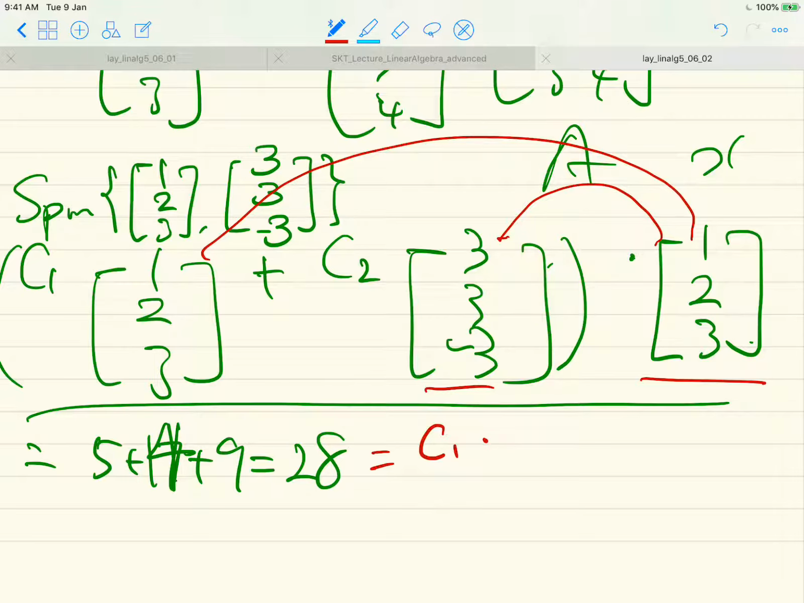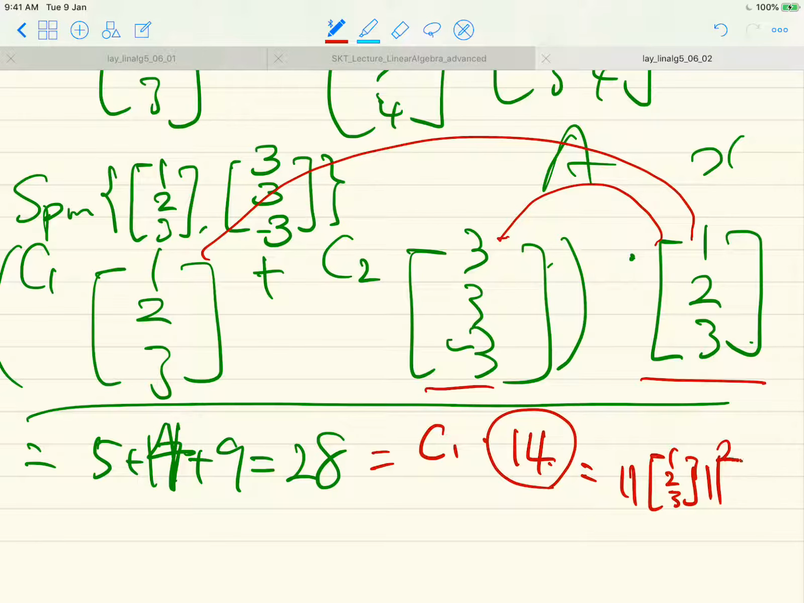And now what is the 14? Right? So this is the vector norm of 1, 2, 3, or the inner product with itself of 1, 2, 3, or the first vector, right? And so the square, right? Great. Okay, so we can easily obtain C1 is 2, right?